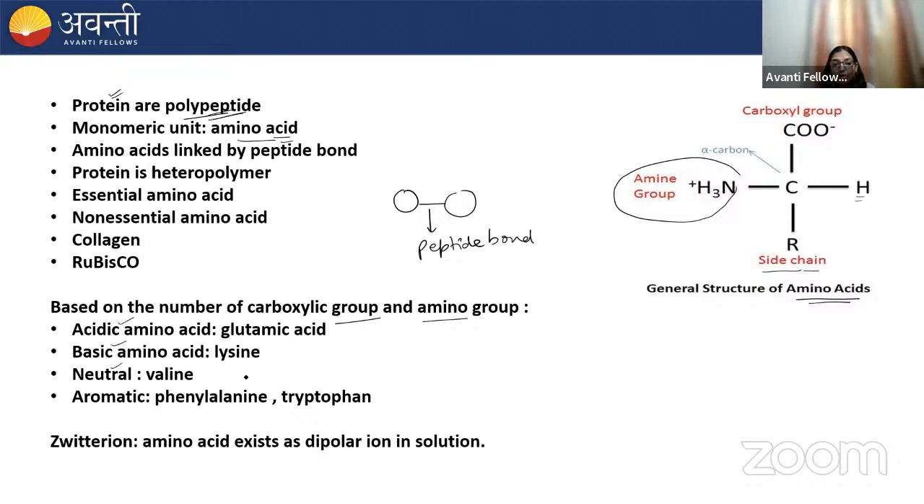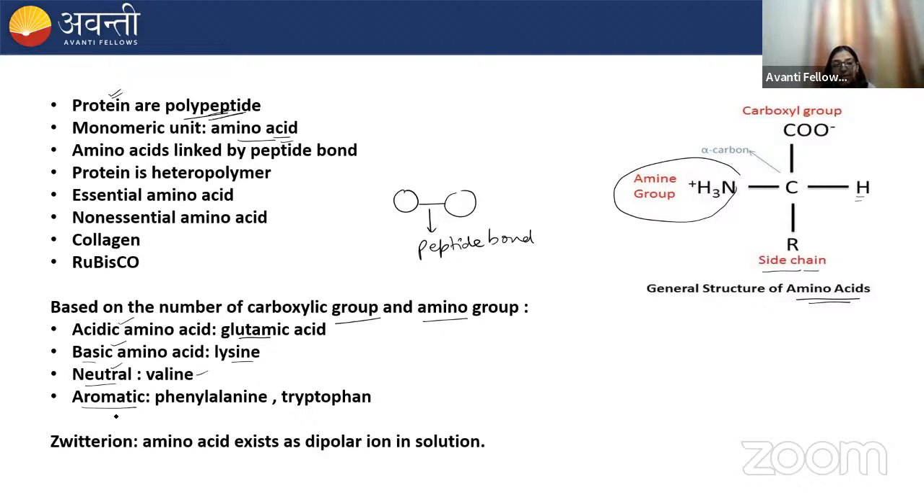If there are more carboxylic groups as compared to amino groups, then the amino acid is said to be acidic. Example, glutamic acid. If the amino groups are more as compared to carboxylic groups, then the amino acid is said to be basic in nature. Example, lysine. Neutral, when there is an equal number of carboxylic groups and amino groups. Example of a neutral amino acid is valine.